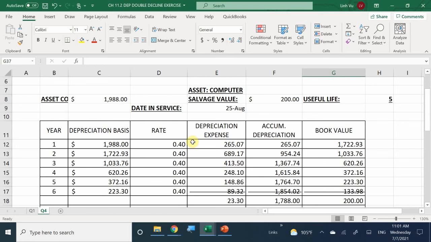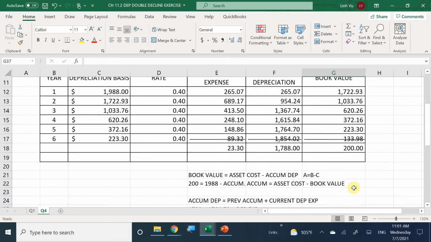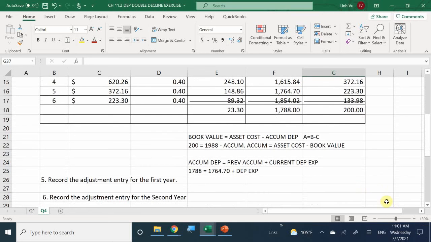Can you scroll down a little bit so I can see those formulas that we use for this example again, please? Thank you. Okay. All right. Any other questions?